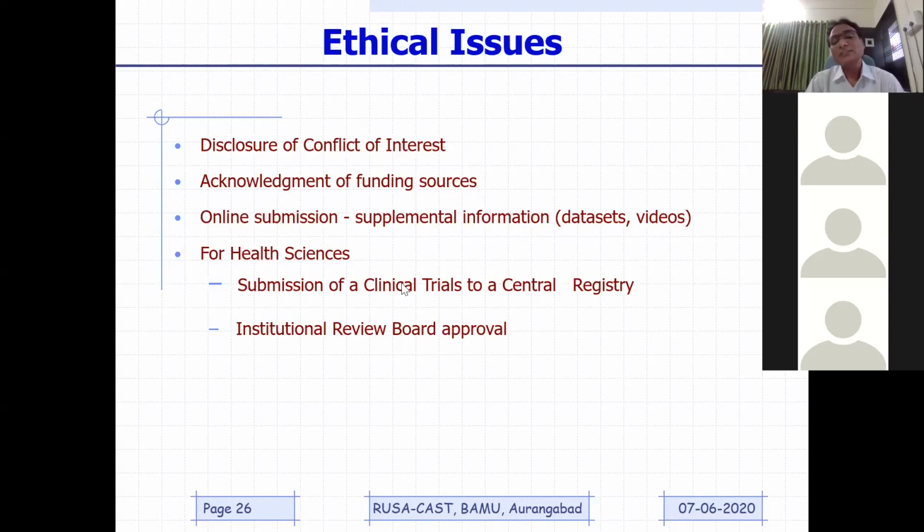And there could be some health issues, right? If you are working on clinical trials, there could be an institutional review board. If you are from health sciences, there could be some issues from your own institution. It might be mandatory for you to have the approval of your review board, right? So whatever it is, these all come under ethical issues. And the journal is going to ask you, is there any ethical issue in the data which you are going to submit? So you need to be ready for that as well.